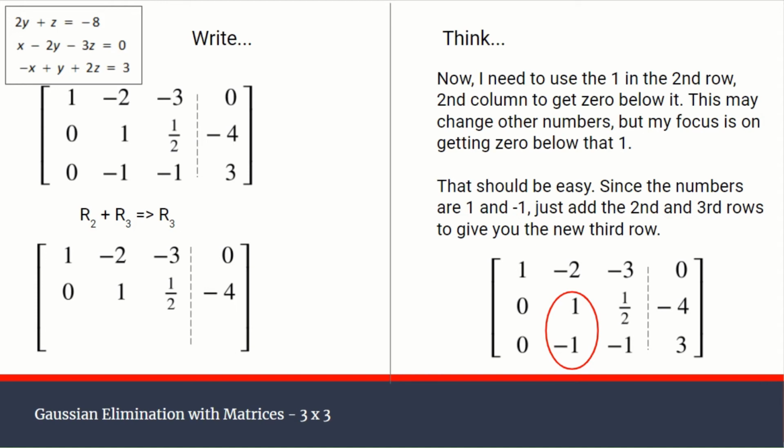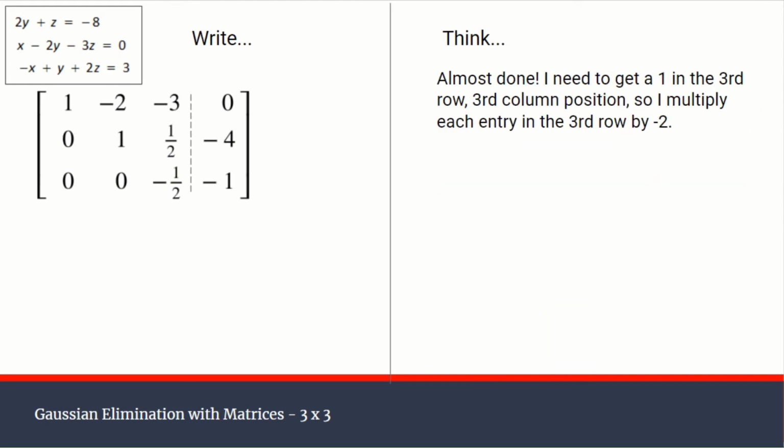0 plus 0 gives me 0. 1 plus -1 gives me 0. 1/2 plus -1 is -1/2. -4 plus 3 is -1. And I've got exactly what I want there. The zeros are on the bottom. Oh man, I do not have a 1 in the third row, third column. Okay, so almost done though. I just need that 1 there.